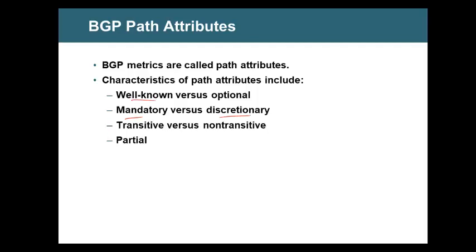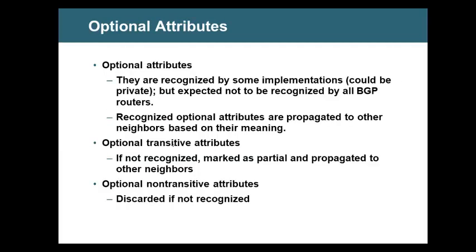What is optional transitive? Yes, it is optional. If it is there, it's a complete update. If it is not there, still it is an update. We accept it as partial and use it. So it is called optional transitive. Optional transitive means read. If not recognized, mark it as partial and propagate it to the neighbor. What is non-transitive? If not recognized, discard. Read to yourself.